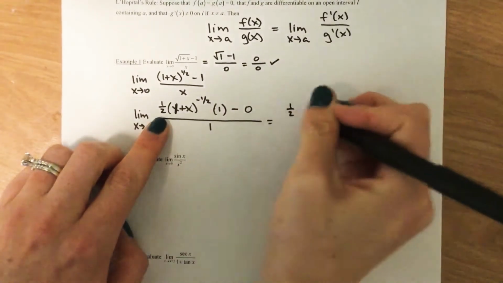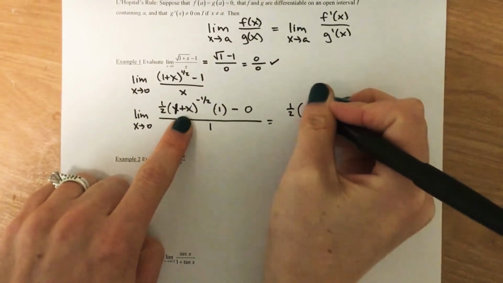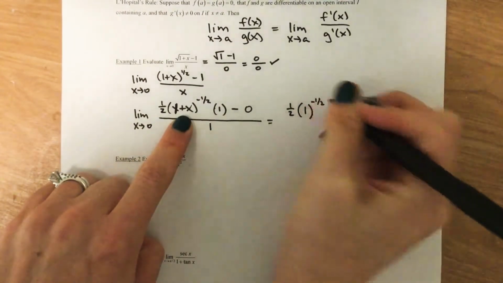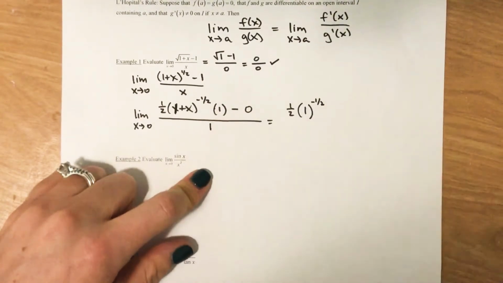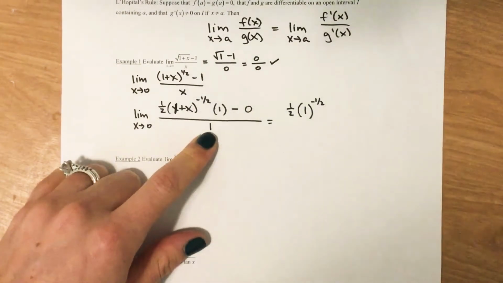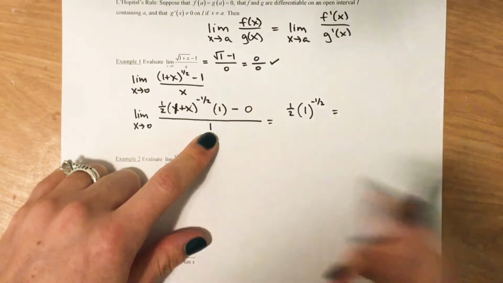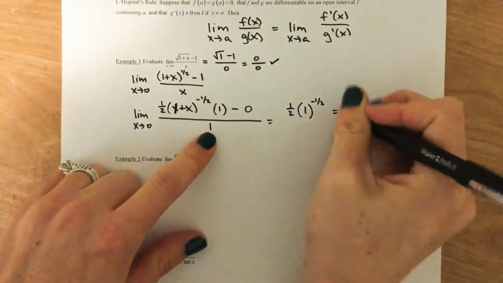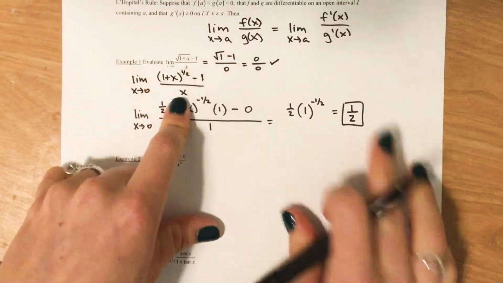So we have 1/2, and then if we sub the 0 in here, this becomes 1 plus 0, which is just 1, raised to the negative 1/2 power. I'm not going to write that we're multiplying by 1. I'm not going to write that we're subtracting 0. And then this is all over 1, so I'm not going to write that either. So this ends up being 1/2, and then 1 raised to any power is just 1. So our answer is 1/2. So the limit as x approaches 0 of this expression up here is 1/2.